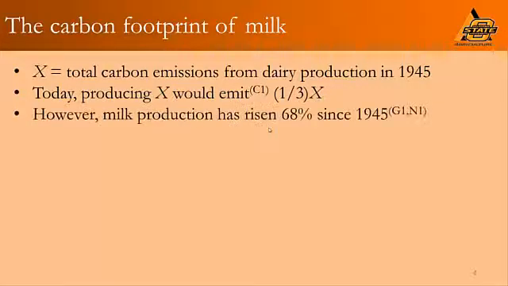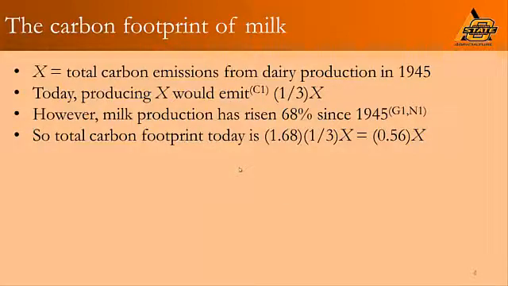But in fact, we are producing much more than X. Milk production has risen 68% since 1945. What that means is the total carbon footprint today is, and this is how we do this calculation, X is the 1945 level. I multiply it by 1.68 to increase production by 68% to bring it to current milk production levels. Then I divide it by 3 because there's 1/3 of the carbon emissions for each gallon of milk produced today relative to 1945. In the end, this means total carbon footprint today is 0.56 times the carbon footprint in 1945.